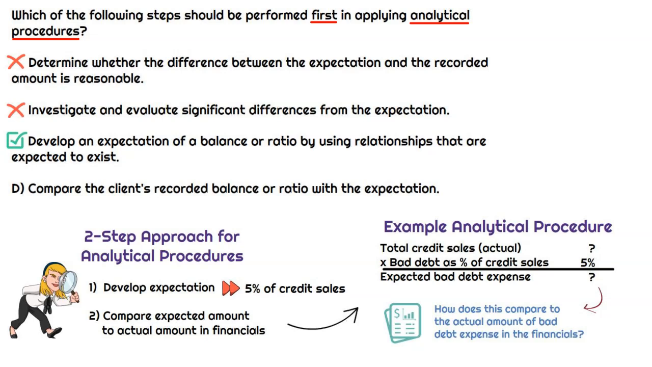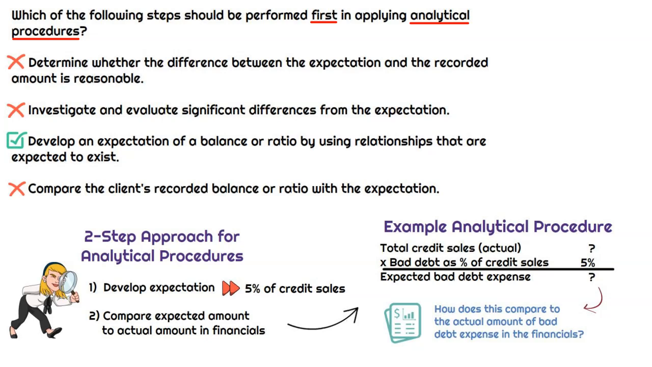So this last one, very similar to our other two incorrect options. It says compare the client's recorded balance or ratio with the expectation. That comes after we develop an expectation, right? We have to develop this expectation to get our expected balance, and then we compare that with the actual recorded balance, right? So that's why that option's incorrect. Again, when it comes to analytical procedures, it's develop an expectation and then compare our expectation to the actual balance and investigate any differences as needed. That's as simple as it can be for analytical procedures.